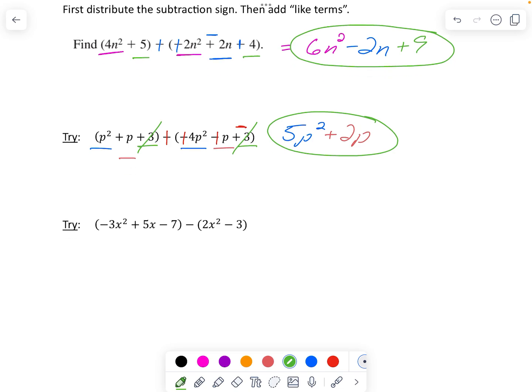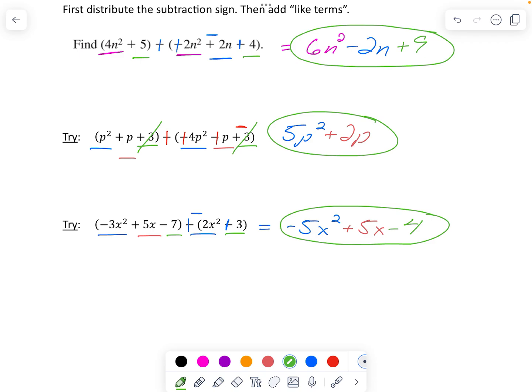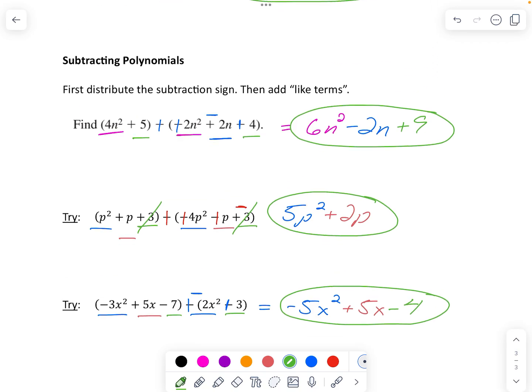Last one, pause and then play if you'd like to try it on your own. Keep, change, switch. So -3 plus -2 is -5x squared. There's no other 5x's, so plus 5x. And then -7 plus 3 is -4. And there you go. Adding and subtracting polynomials by combining like terms, and keep, change, switch when it's subtraction.